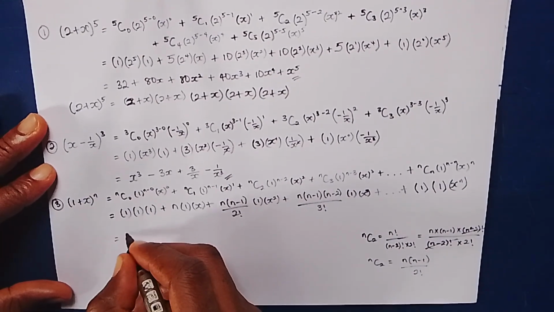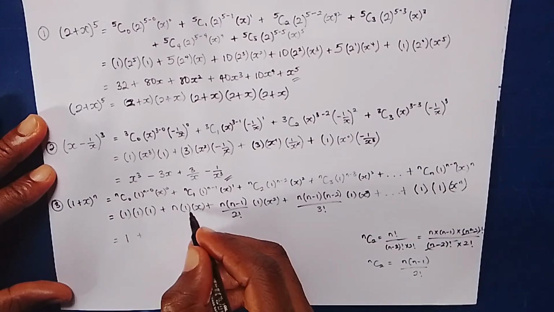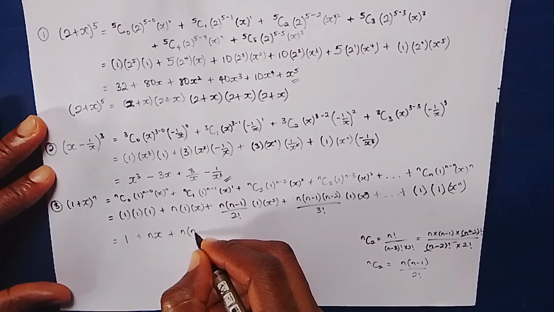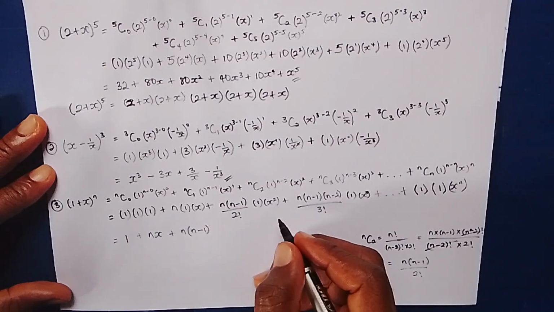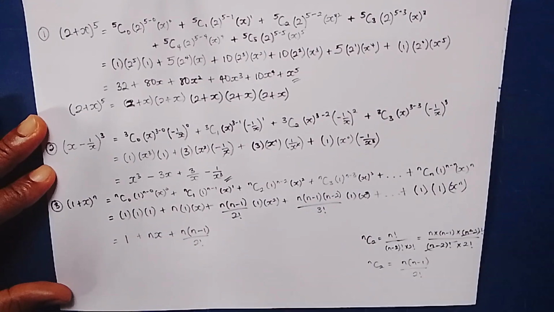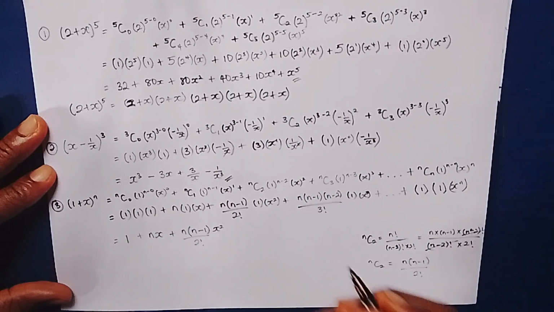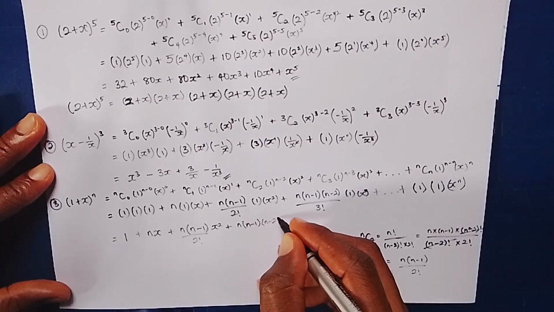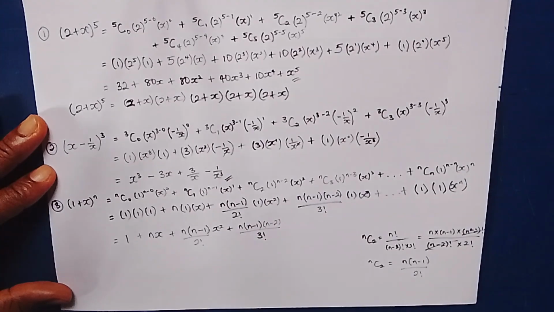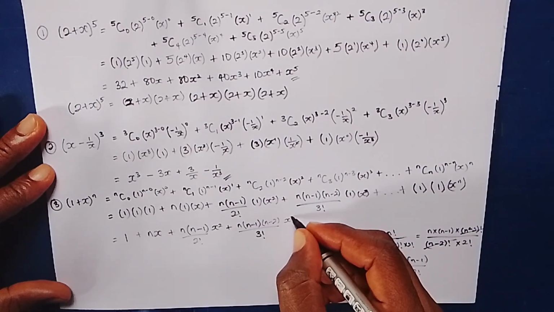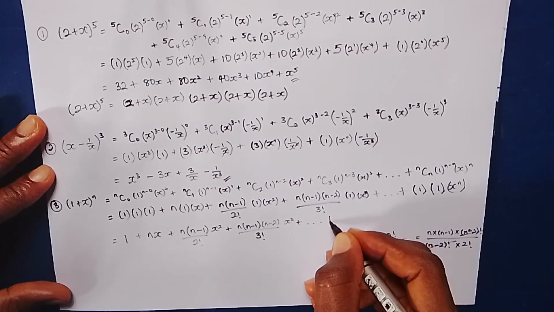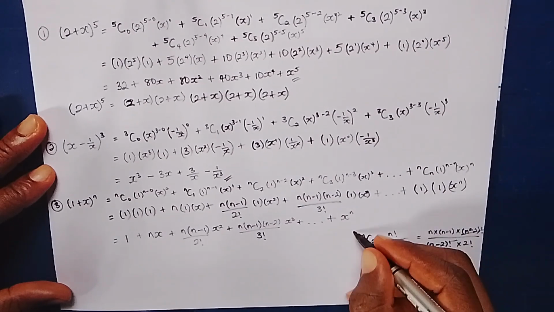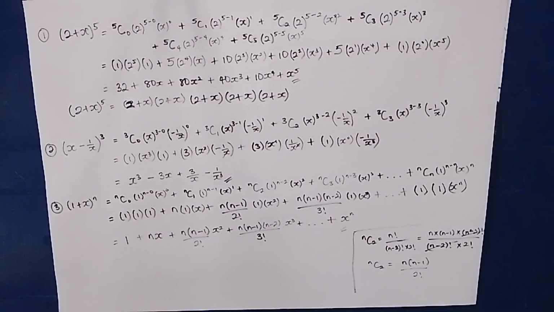So this gives us 1 plus nx plus n(n minus 1) over 2 factorial times x squared plus n(n minus 1)(n minus 2) over 3 factorial times x cubed. It goes on and on until finally we get to 1 times x raised to power n. So that's our answer on that.